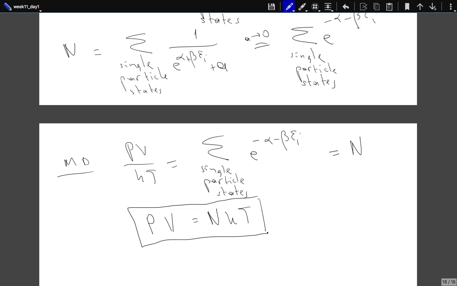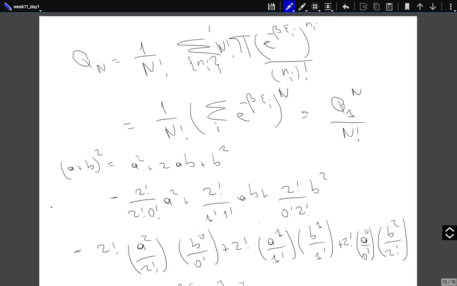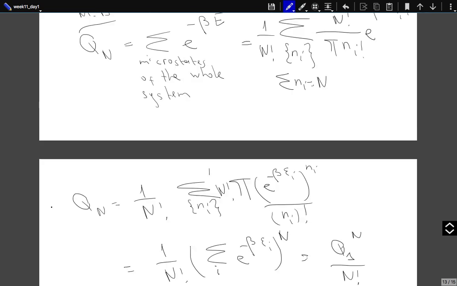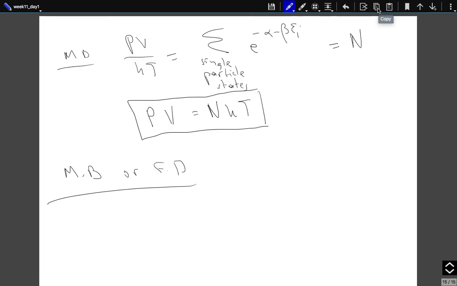Now let's go to the other distributions, the Bose-Einstein or Fermi-Dirac. Well, the starting point will basically be the same. Whatever the distribution is, this is our partition function.